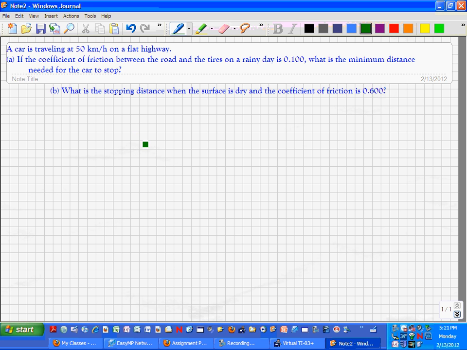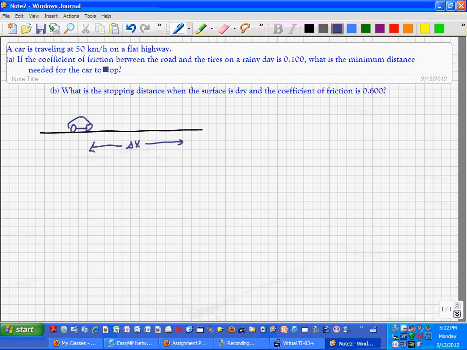Well, if we do part A, we can just plug in numbers and part B will follow right along. So let's go ahead and get part A done. Let's draw a picture here. We've got a road, got a car on that road, and we want to know how long it's going to take to stop. That would be our change in position. And we know a couple of things.